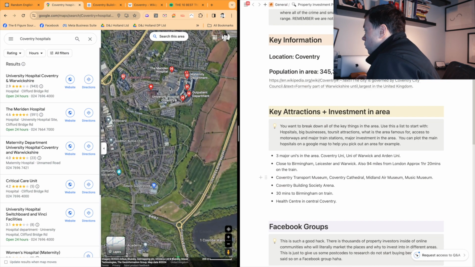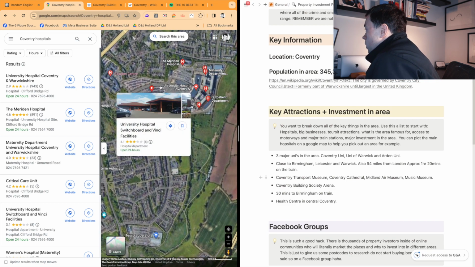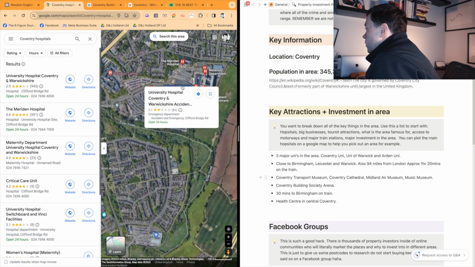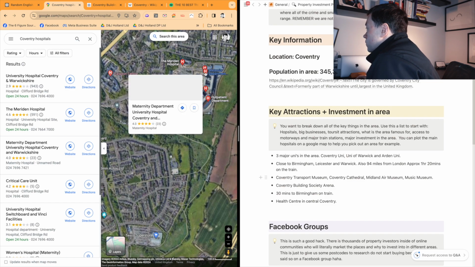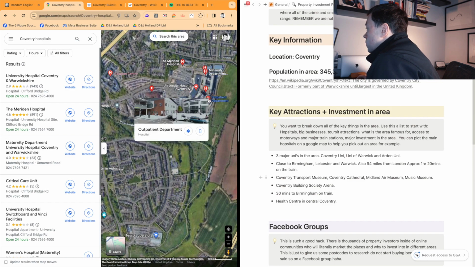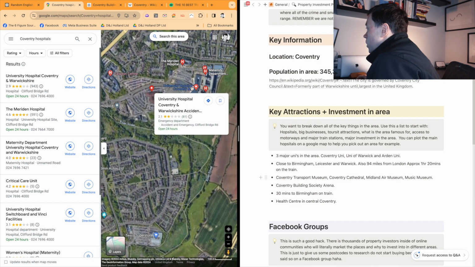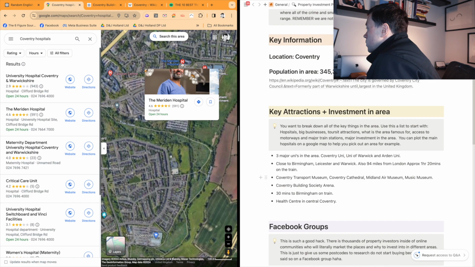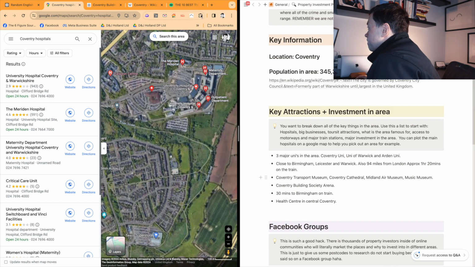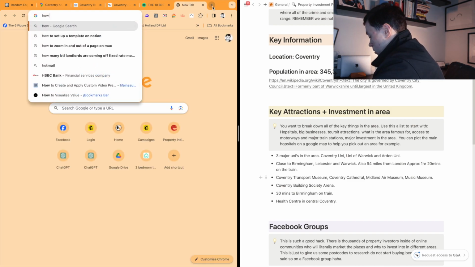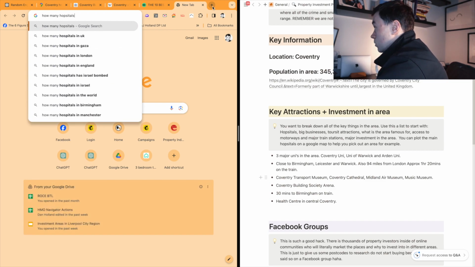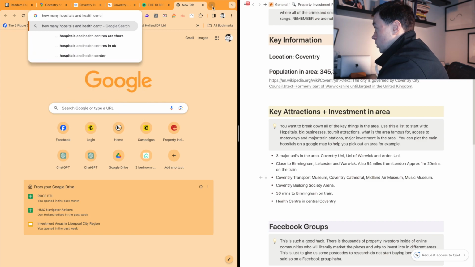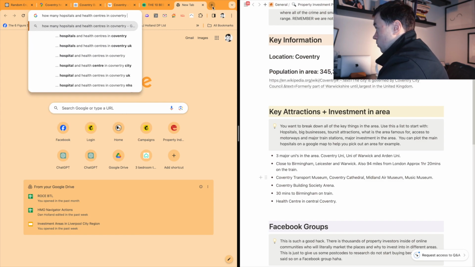So we've got a university. We've got a couple of teaching hospitals. University Hospital, okay. So around here is going to be really good. So University Hospital Coventry. In fact, let's go for how many hospitals and health centres in Coventry.